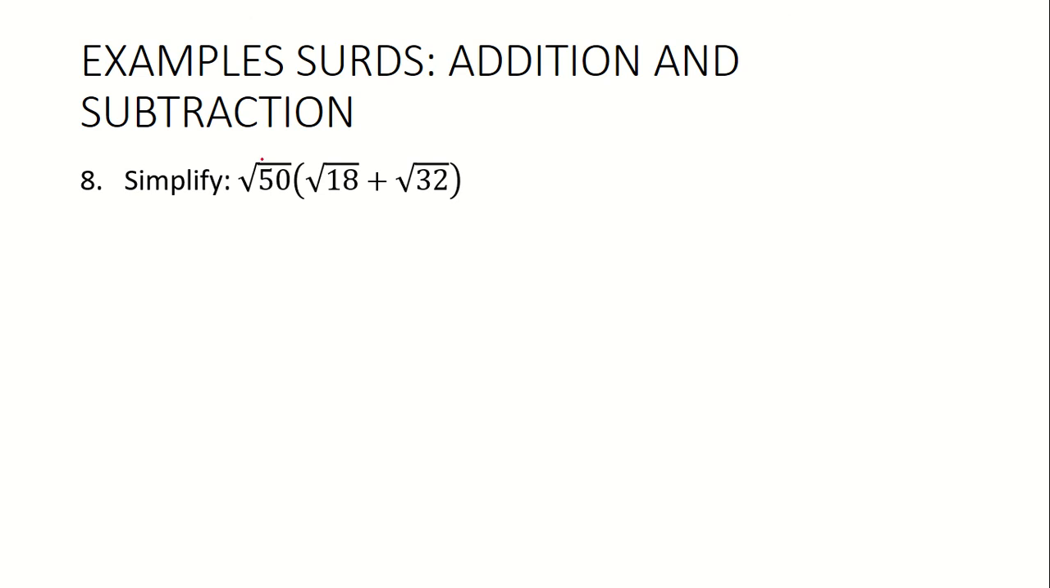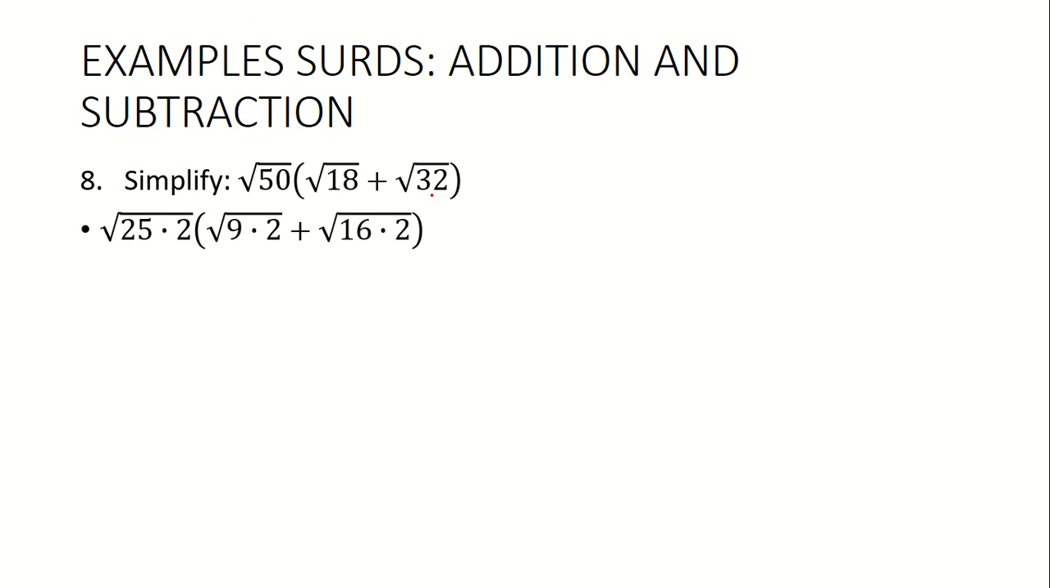Here I will simply have to distribute, but before I distribute, I will simply split 50, 18, and 32 by finding a perfect square and another factor. A perfect square factor for 50 will be 25, and 2, a perfect square factor for 18 will be 9 times 2, and a perfect square factor for 32 will be 16, but you're going to multiply it by 2, and this is what you will have.